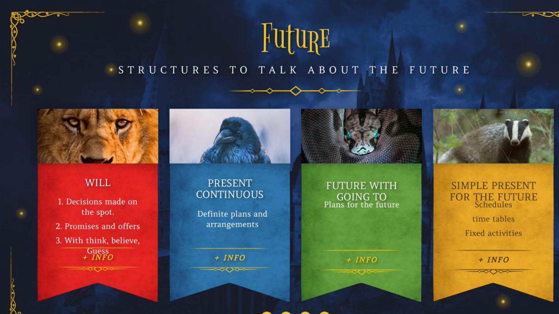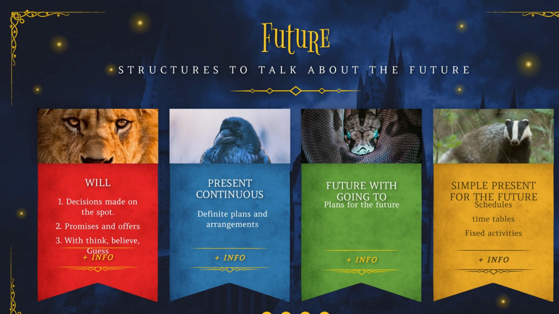In this lesson, we discuss the use of future and most common mistakes. When we're talking about the future, we can use different expressions. We can use will, we can use the present continuous, future with going to, and we can also use simple present for the future. Each one of these structures is going to give the speaker a different tone, a different idea, a different intention.